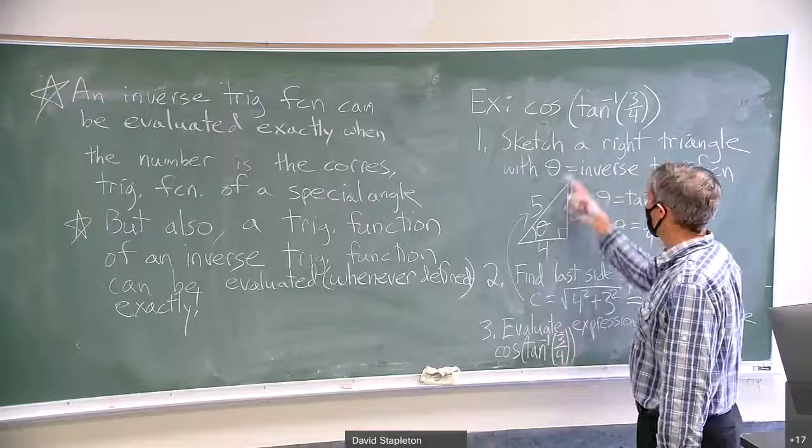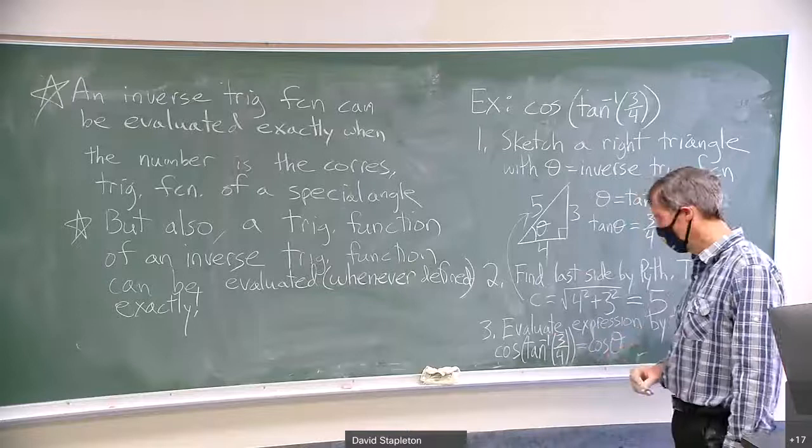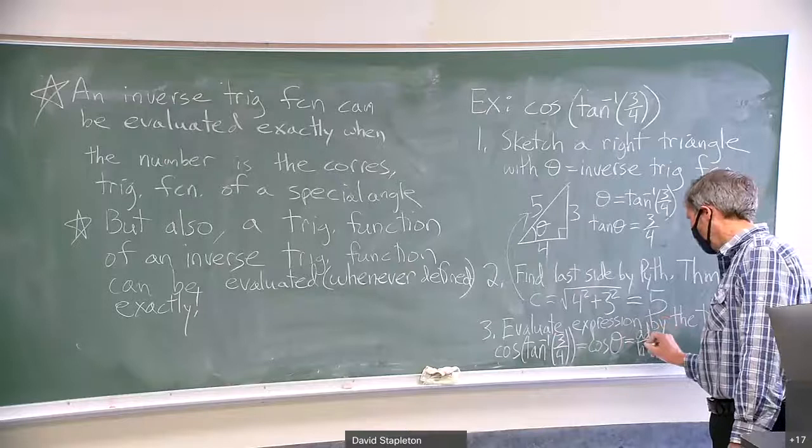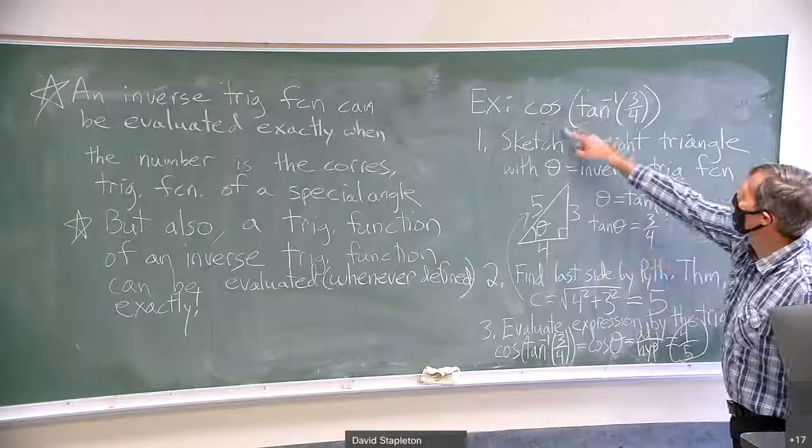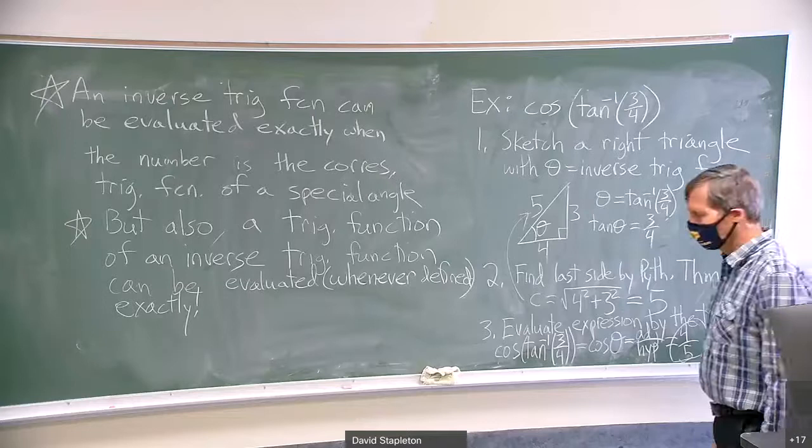Well, I made theta the arctangent of 3/4, so it's cosine theta. But cosine theta is the adjacent side divided by the hypotenuse, which is 4 divided by 5. There it is. The exact answer is 4/5. The cosine of the arctangent of 3/4 is 4/5. This always works when it's defined.